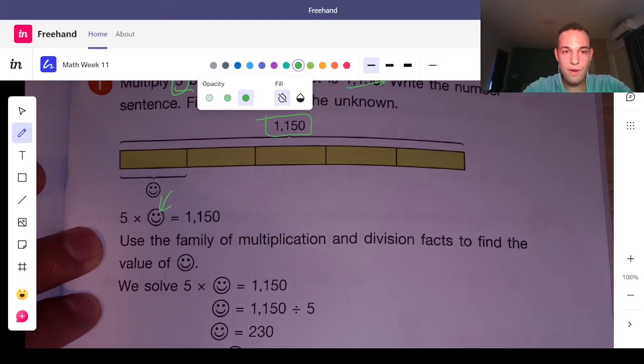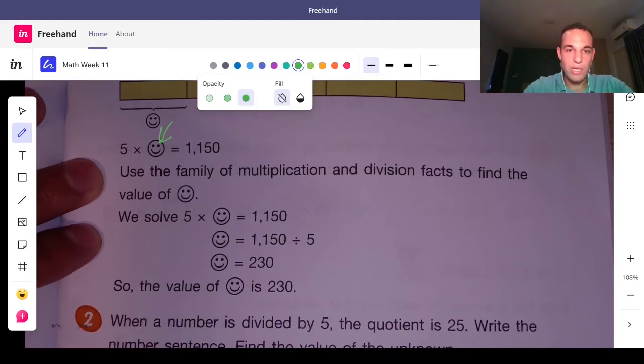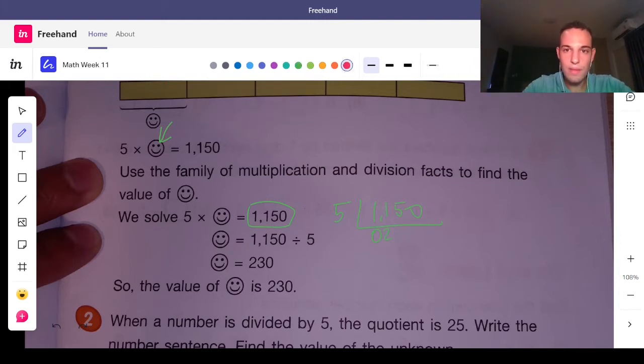Well, first we need to find out what is 1,150 divided by 5. So we can take the answer, 1,150, and let's divide it by 5. 5 goes into 1 0 times. 5 goes into 11 2 times. But we have a 1 left over.